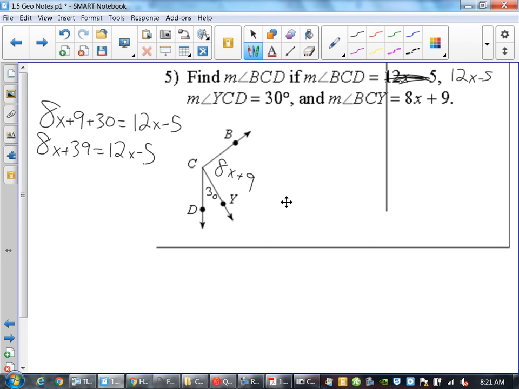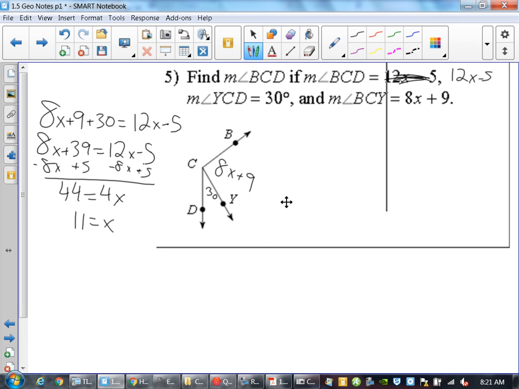Variables on both sides of the equation. Remember, you always want to pick on the little guy. Subtract the 8x, add 5 at the same time. So we have 44, divided by 4, so x equals 11. And then lastly, to solve for the angle BCD, you can substitute back in.